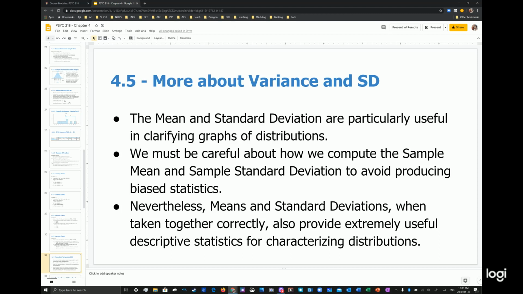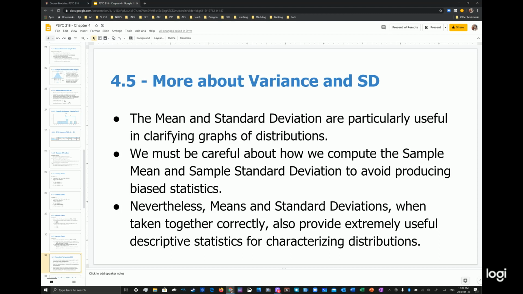Remember, with the two measures, first being the measure of central tendency, we focus on the mean here, and the measure of variability, we focus on the standard deviation. They are particularly useful, as it says here, for describing or clarifying graphs of distributions. The graph by itself can say a lot, but once you put in reference points, like the expected value, the mean, and the expected variability, the standard deviation, then we can talk about the central tendency and the spread with actual numbers.